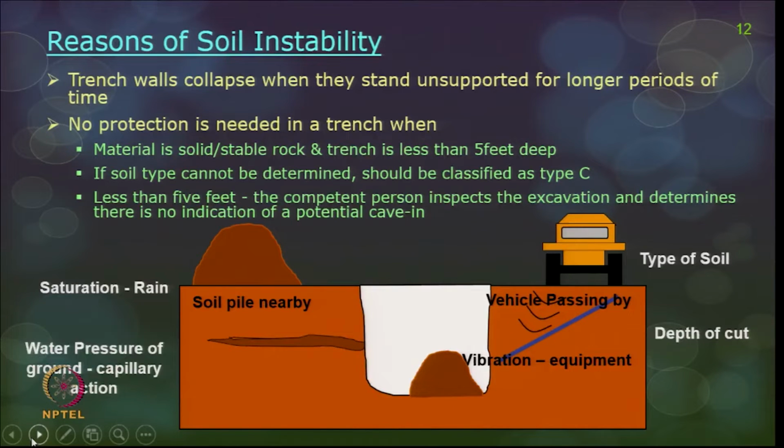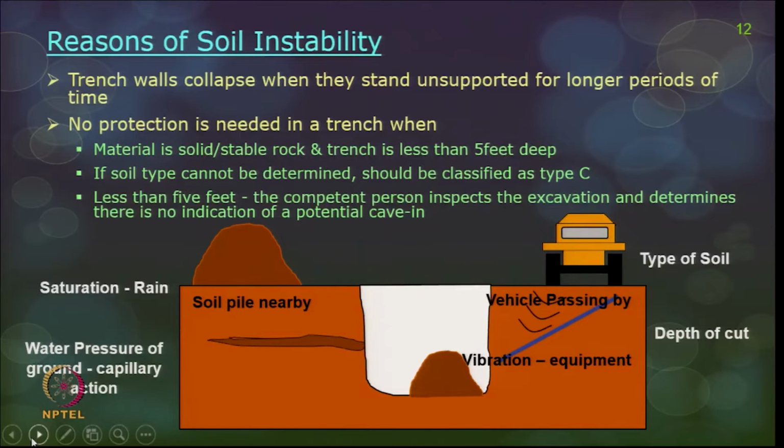Okay. Now, what can be the reasons for soil instability? One reason I said is primarily you are disturbing a mass, wherein you have all the forces intact and some forces are getting disturbed because you are just cutting the earth and taking it away. Okay. That is one scientific reason, but there are other reasons also which can be man-made, which can make the soil unstable and it can start collapsing.